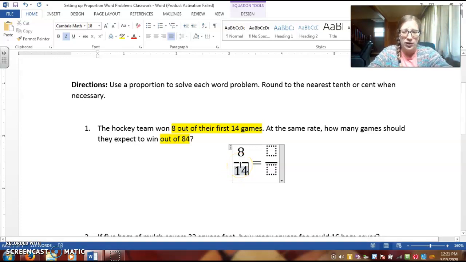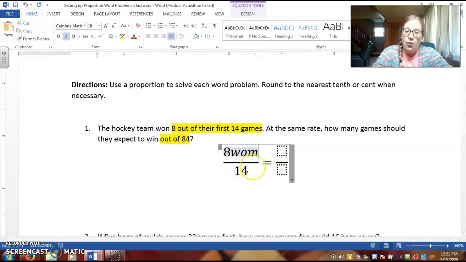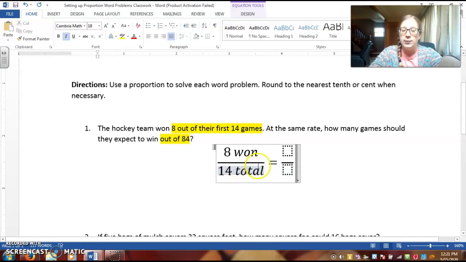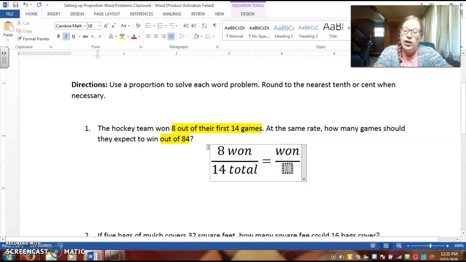Now, I want to be a little bit more specific in here. This is how many they've won, so I'm going to put that on top, and these are their first 14 games, meaning that was all of the games or the total that they had played. The reason why I'm choosing to do this is because if I want a proportion to be equal, however I set up this first fraction has to remain the same thing on the other side. So however many games they won and however many total games they have is also going to be repeated onto the other side for our fraction.